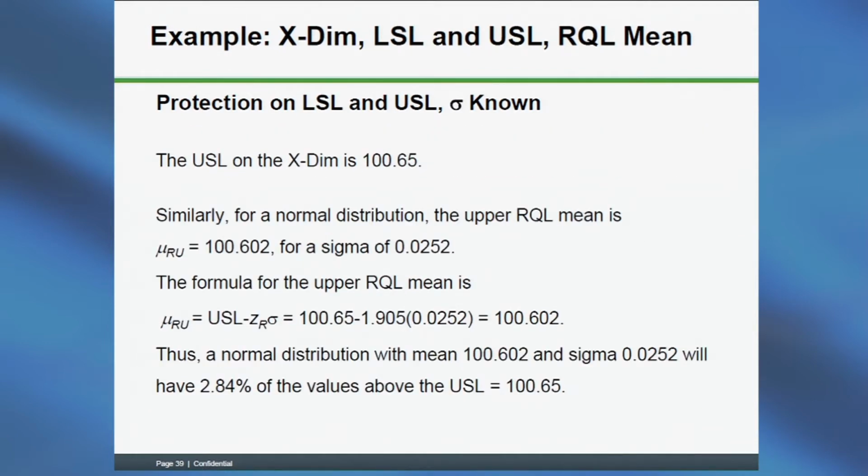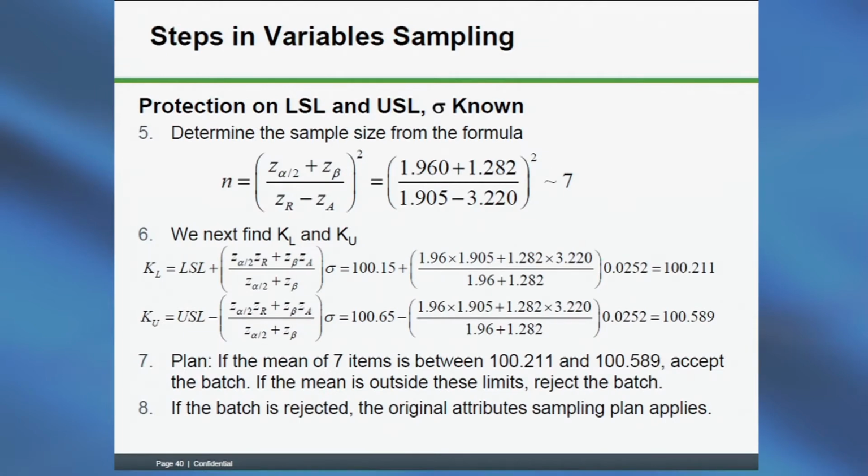Okay. Found out what the rejectable level is now for upper. And we had found out what the rejectable level was for lower, and we found out what the acceptable level was for upper, and the acceptable level was for lower. And then we plug it into the formula, and the formula shows now that we should have approximately 7 units instead of 5 when we're dealing with a 2-sided spec limit, and that the KU and the KL are 100.211 and 100.589. So again, the plan: if the mean of 7 items is below 100.211 or above 100.589, we're going to accept. If the mean is outside these limits, we're going to reject the batch. If it's between those limits, we'll accept the batch.